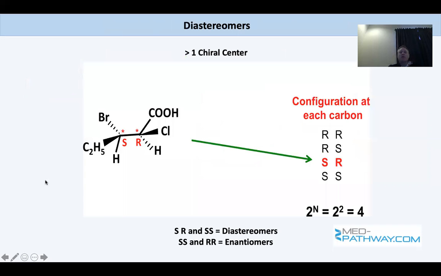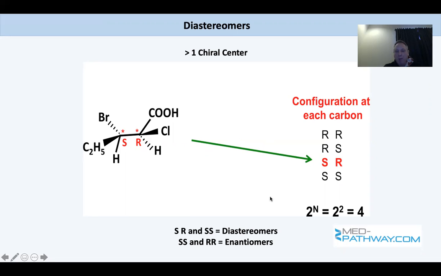Diastereomers have greater than 1 chiral center. So this molecule here has 2 chiral centers as depicted by the asterisk, sp3 carbons bound to 4 different substituents. You can assign their configurations by the CIP rules and you get SR. But it's conceivable that this molecule can have 4 different stereochemical assignments: you can have an RR, an RS, SR, SS.